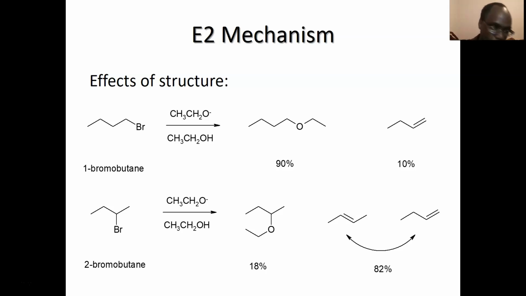Okay, so what are the effects of structure on E2 mechanism? How does the structure of the alkyl halide affect E2 mechanism? Now, if you choose to use ethoxide, remember what I told you. Most of the time, negatively charged species are strong nucleophiles. But here we are thinking elimination, so we are taking this to be a base because elimination uses bases, not nucleophiles.